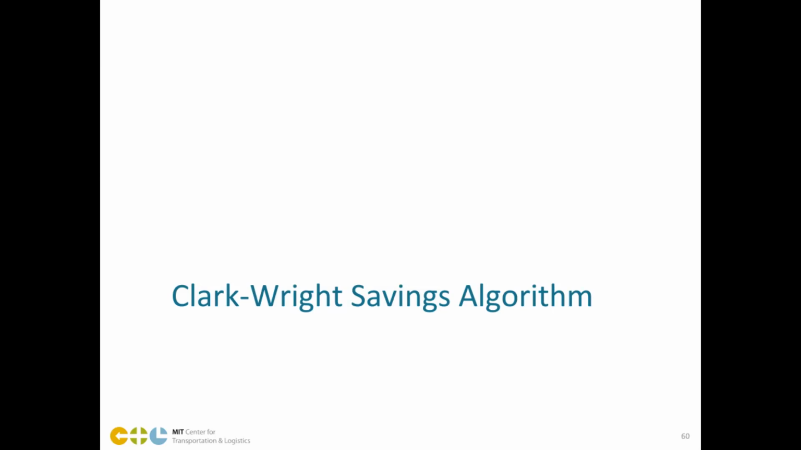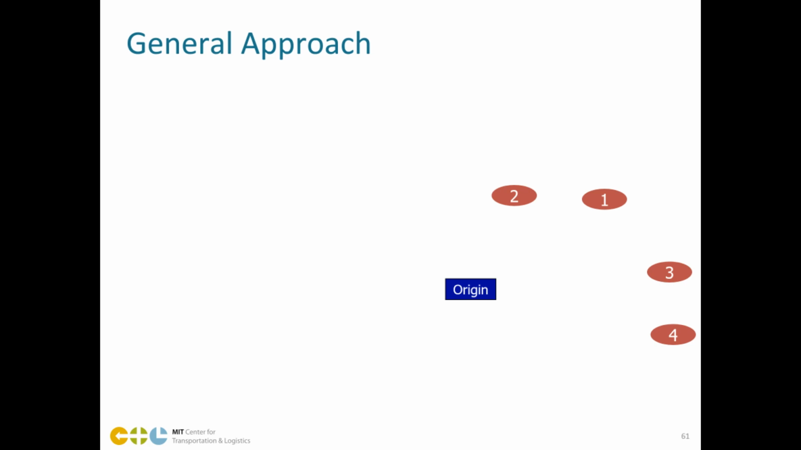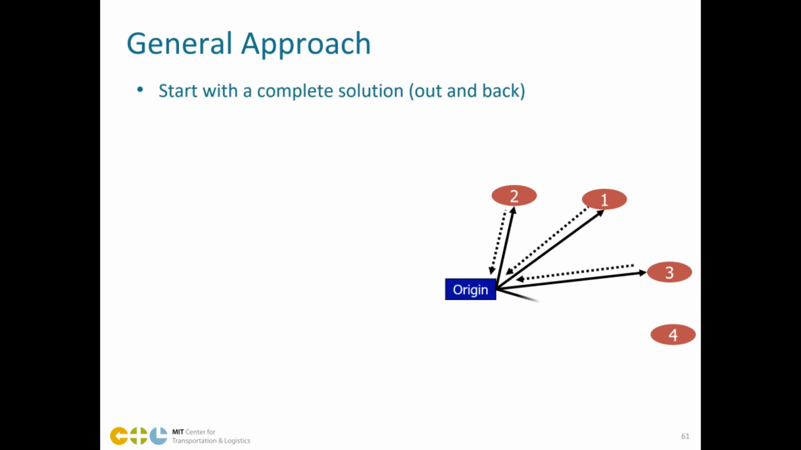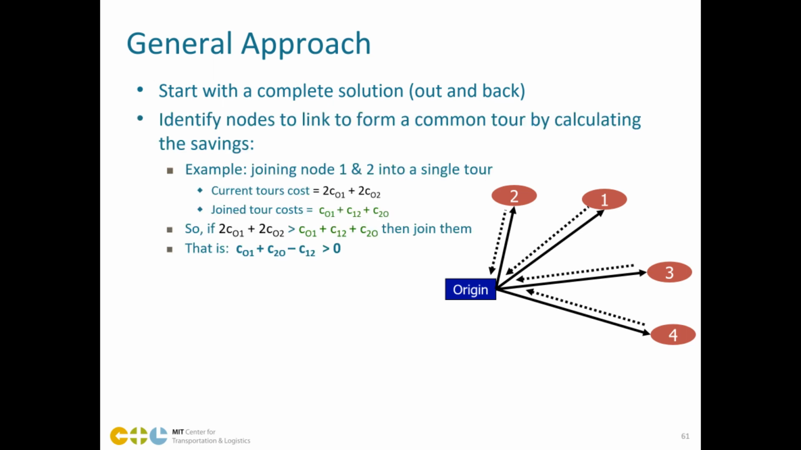So let's solve the vehicle routing problem using the Clark-Wright savings algorithm. The general approach is pretty interesting actually. What we start with is a complete solution, an out and back solution. In this simple example, I've got one origin and 4 demand nodes. So I'm going to create 4 tours, one to each one. It's going to be loaded out and empty coming back.